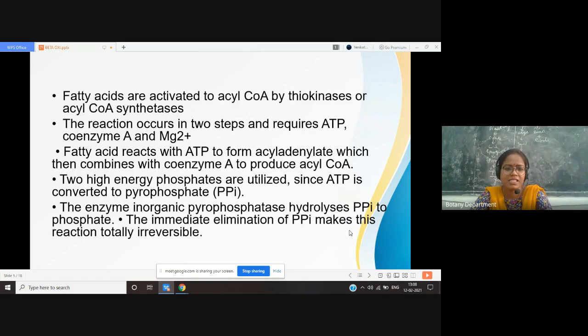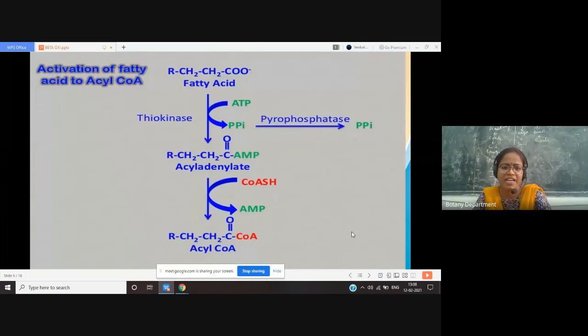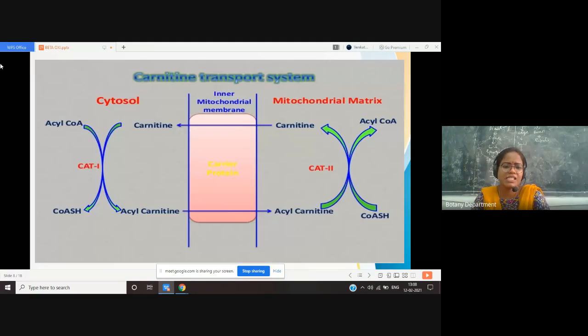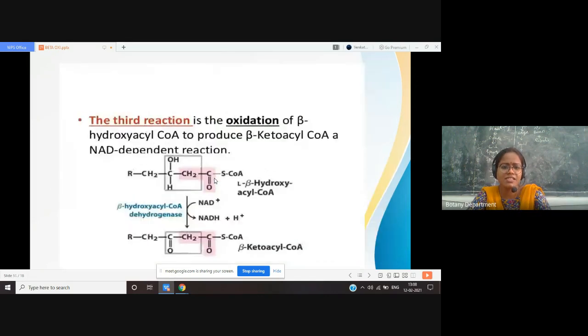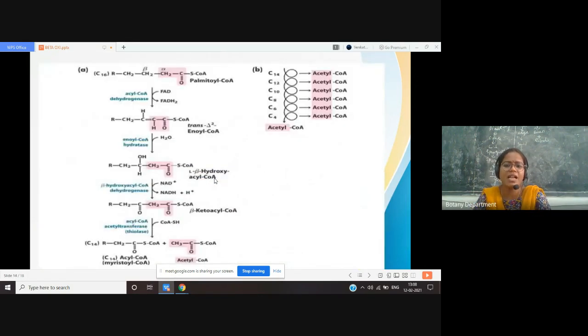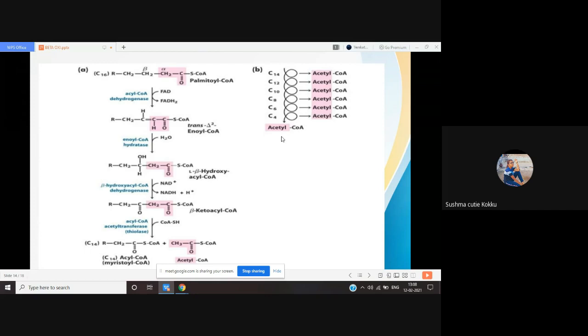See, first is activation of fatty acid. Our fatty acid is activated and converted to acyl CoA by thiokinase. In the second step, this acyl CoA enters the mitochondrial matrix with the help of a carrier protein. Next, in the last step, this whole set of reactions will happen and our palmitoyl CoA, a 16 carbon compound, is converted to acetyl CoA. That's it.